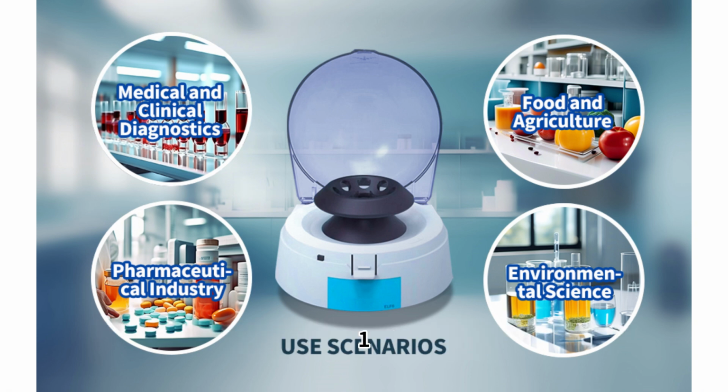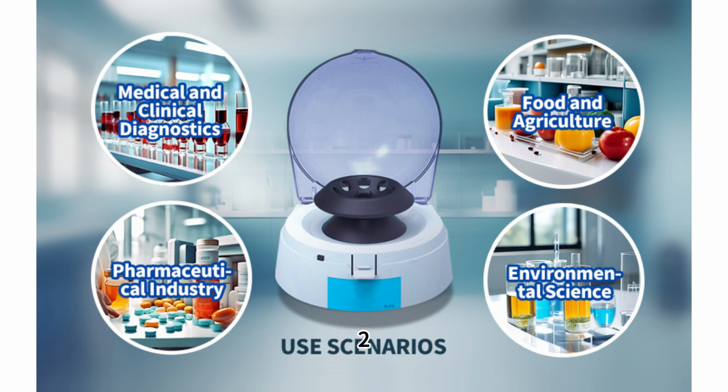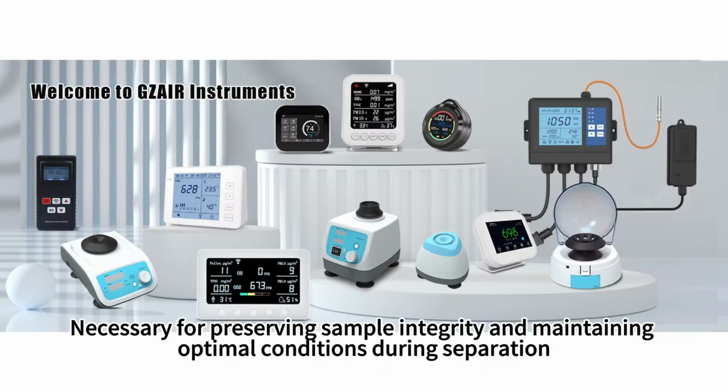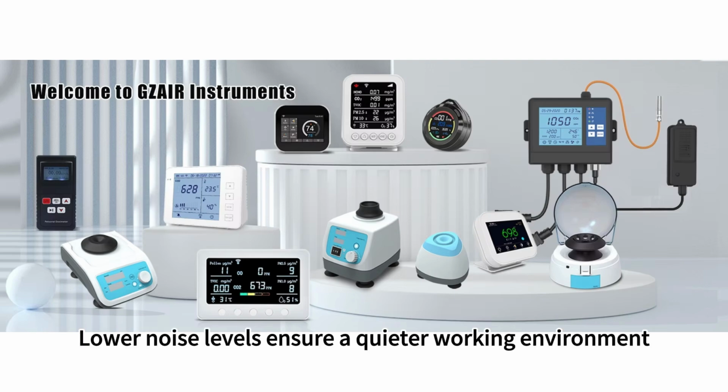Temperature control: 1. Indicates if the centrifuge has refrigeration capabilities. 2. Importance: Necessary for preserving sample integrity and maintaining optimal conditions during separation. Noise level: 1. Measured in decibels, dB. 2. Importance: Lower noise levels ensure a quieter working environment.